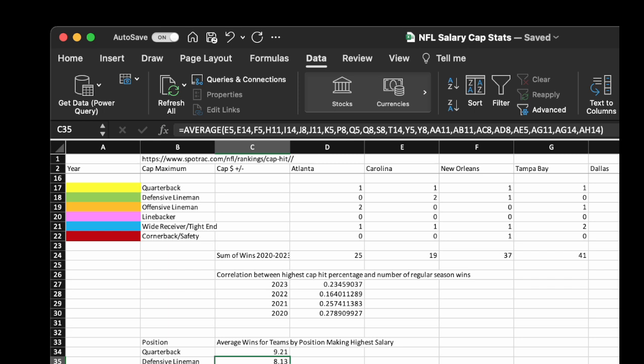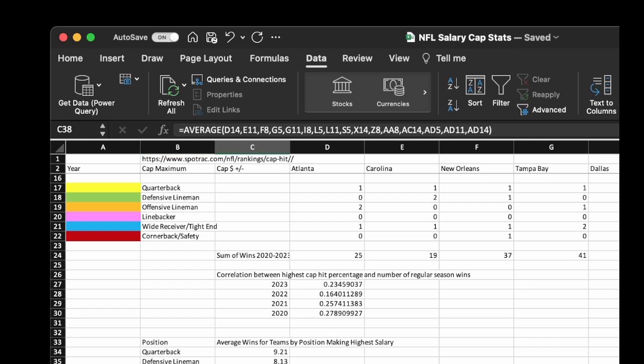Teams that had a defensive lineman as the highest paid position player averaged 8.13 wins. Offensive lineman, it was 7.74. Linebacker was 6.88, which was the lowest. So, the teams wanting to construct a good roster, don't make a linebacker the highest paid player on your roster.